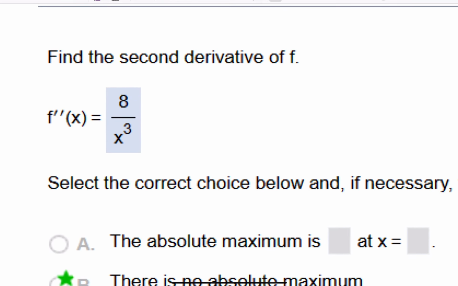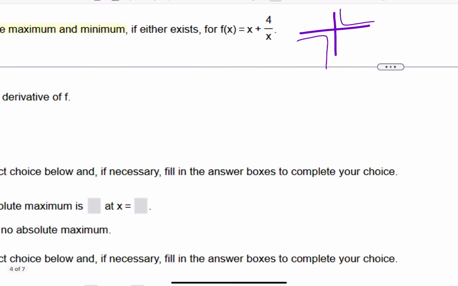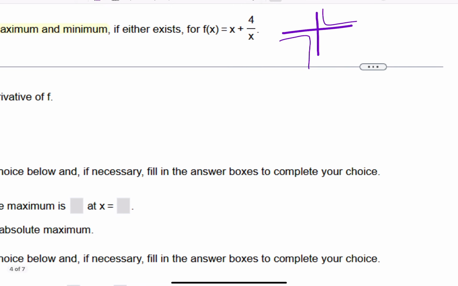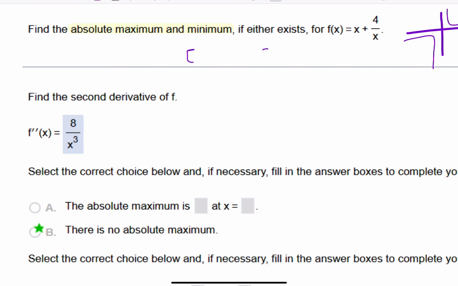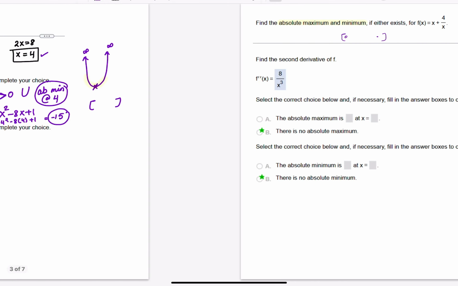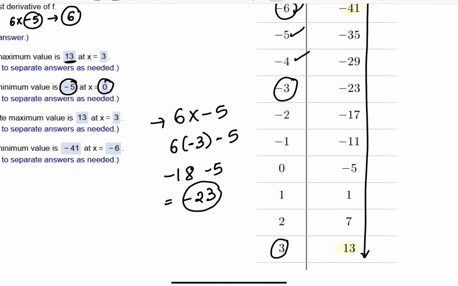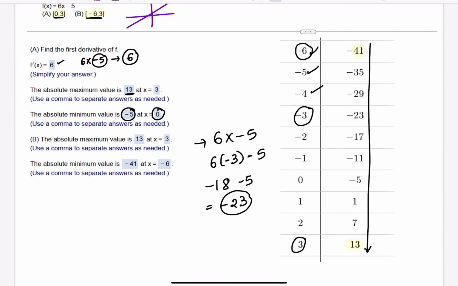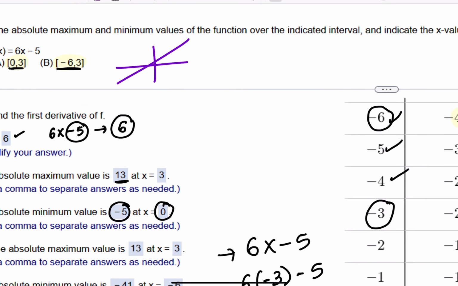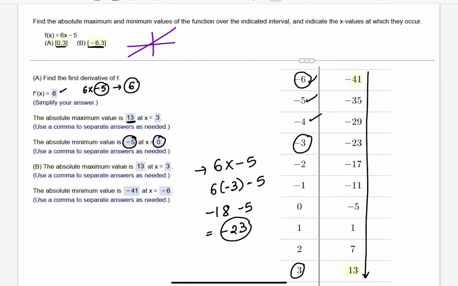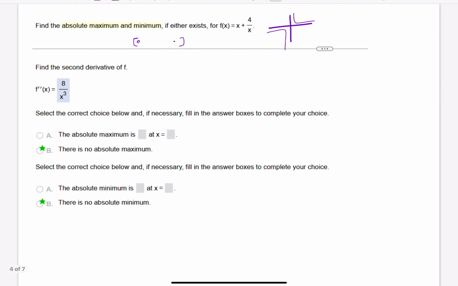How can I say that I don't have an absolute maximum or minimum? Because keep in mind, they did not specify any interval. If they did specify an interval, then I take the values in that interval, like problem 1, plug them in, and find the maximum and minimum. Problem 1 is a parabola, so there is no absolute maximum, but because they gave me that interval, I have to plug the values in there and find the absolute maximum or minimum value.